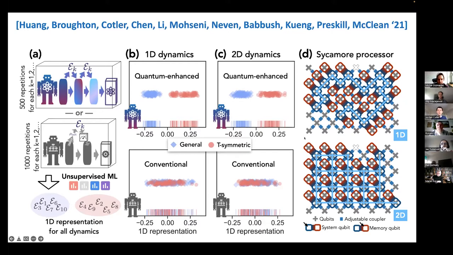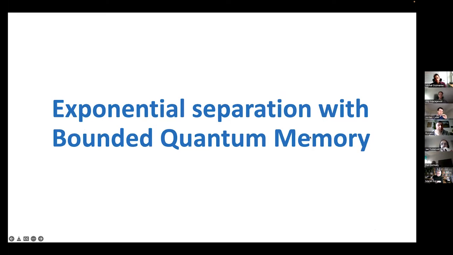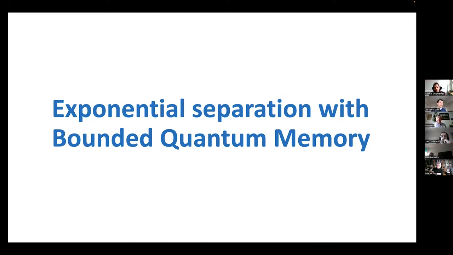Thanks. Sure. So now let me tell you about something which is a little bit conceptually different, but that I find particularly fascinating, which is exponential separations with bounded quantum memory. So let me say what this means. So far what we've been considering is the distinction between what I called conventional experiments and quantum enhanced experiments. In the latter case, we have a quantum computer with a full-fledged quantum memory where we can store and process quantum data.